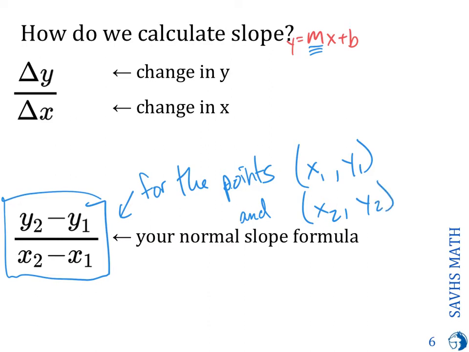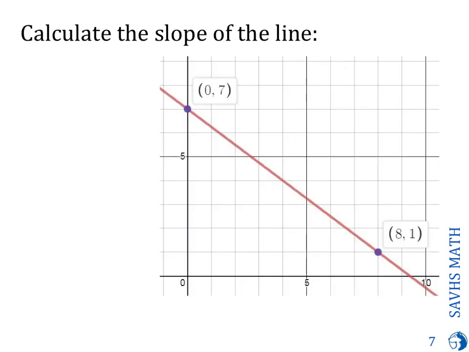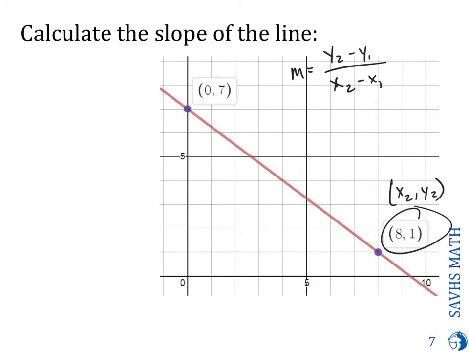So if you have 2 points that are given to you, or you have 2 points on a graph, you can use this formula to find the slope of the line that goes through those 2 points. So here it is. Remember that our slope formula is m equals y2 minus y1 divided by x2 minus x1. Okay, so I'm going to label this as x2, y2, and I'm going to call this x1, y1. And then I'm going to take all of these and put them in where they belong.